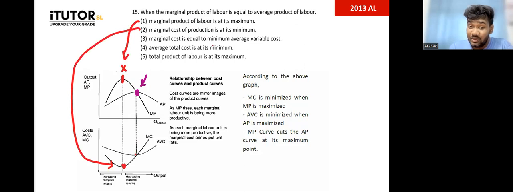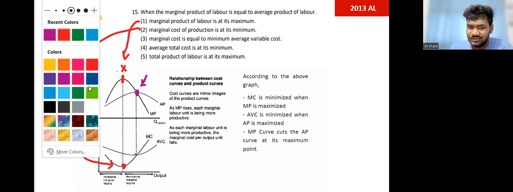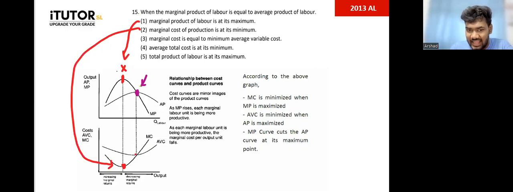Marginal cost is equal to minimum average variable cost. Don't you think? At this point, these two are intersecting each other. What does that mean? They are intersecting each other, which means they are equal to each other, right? So when MP equals AP, marginal cost is equal to your average variable cost, correct? So the third one looks correct.